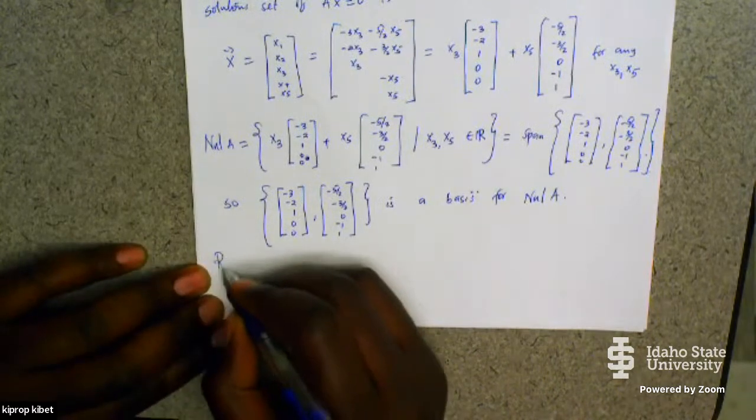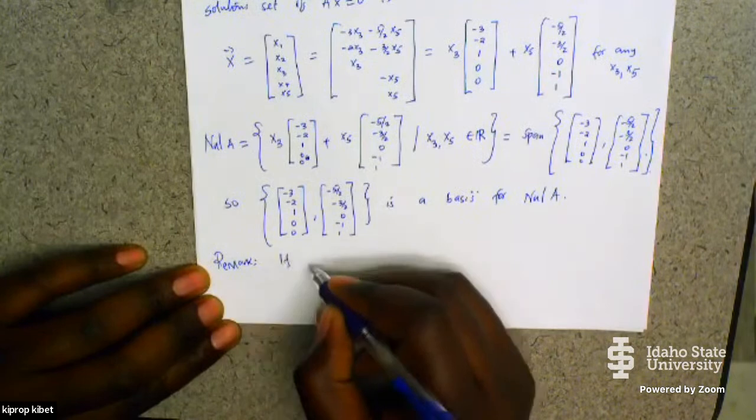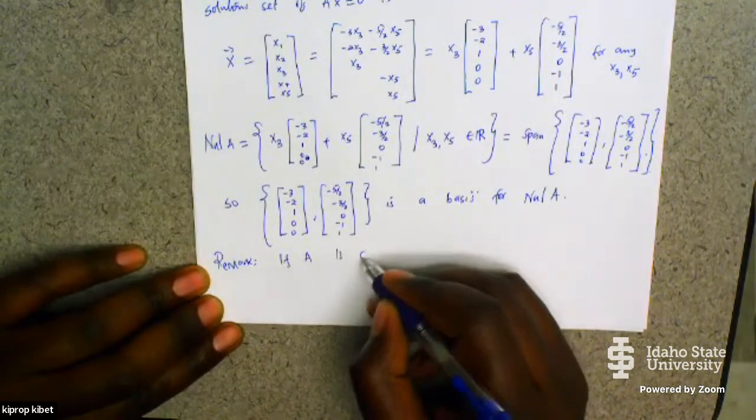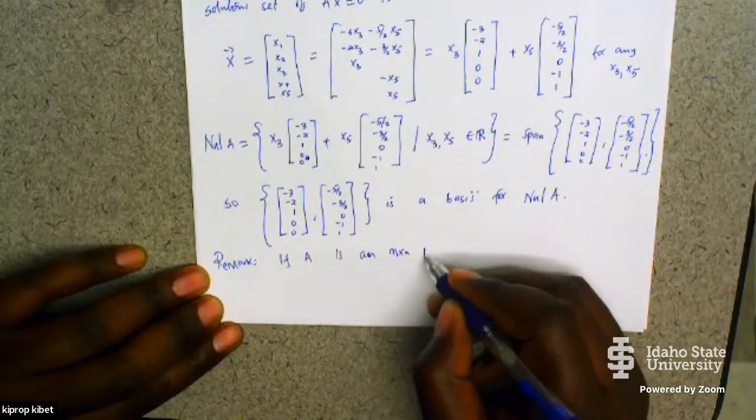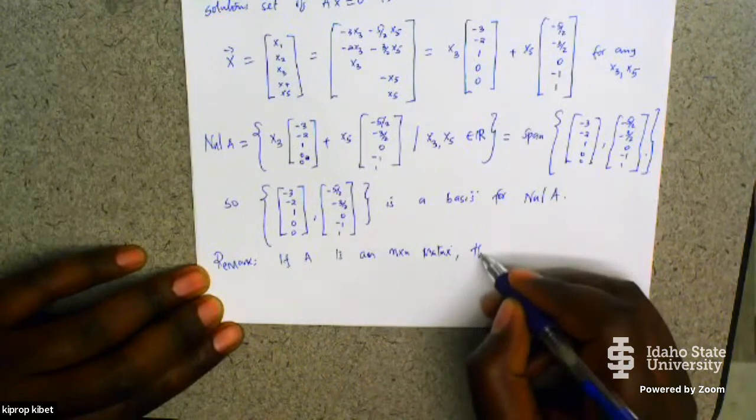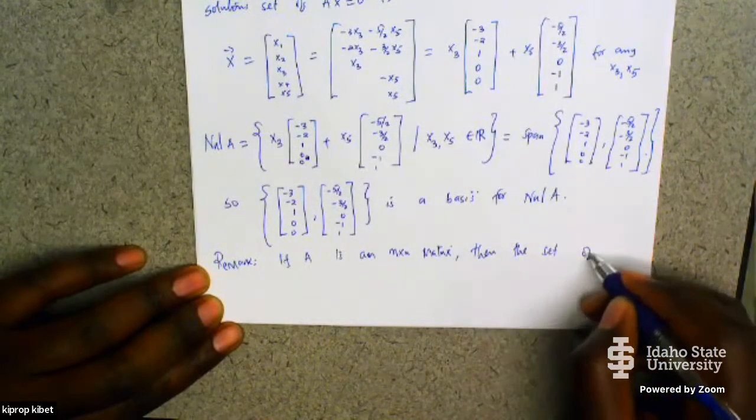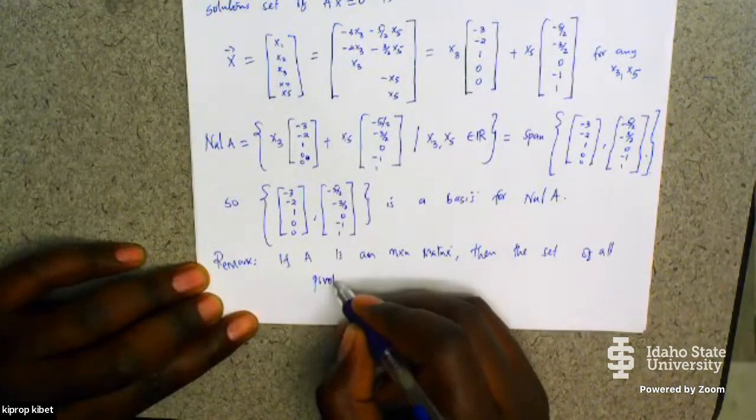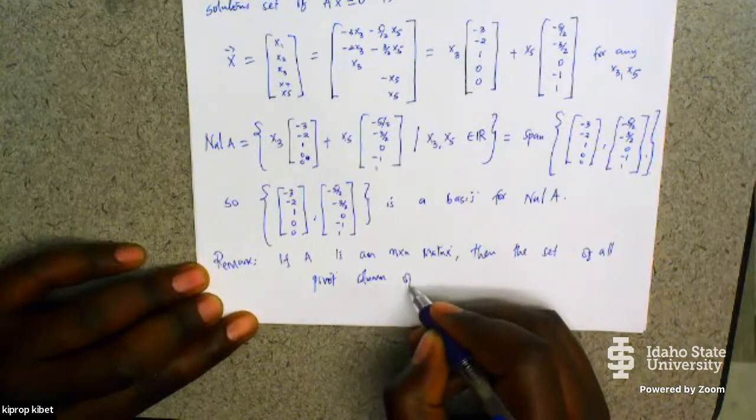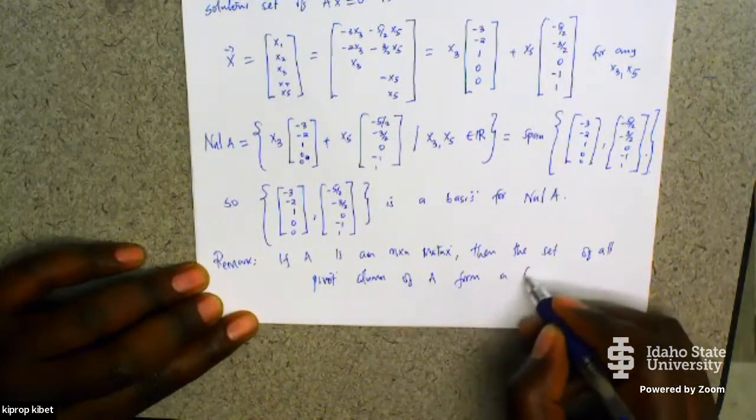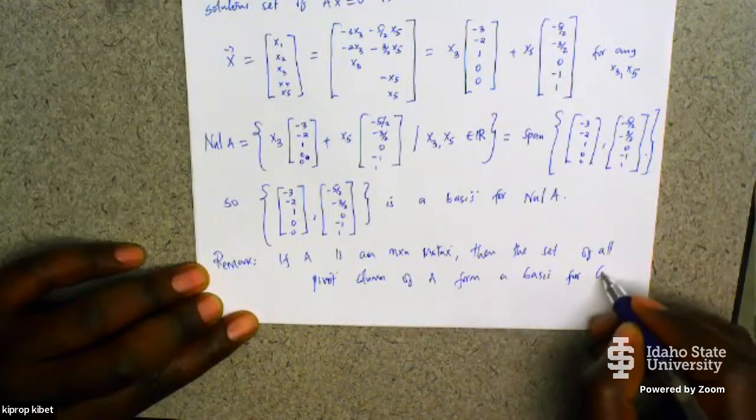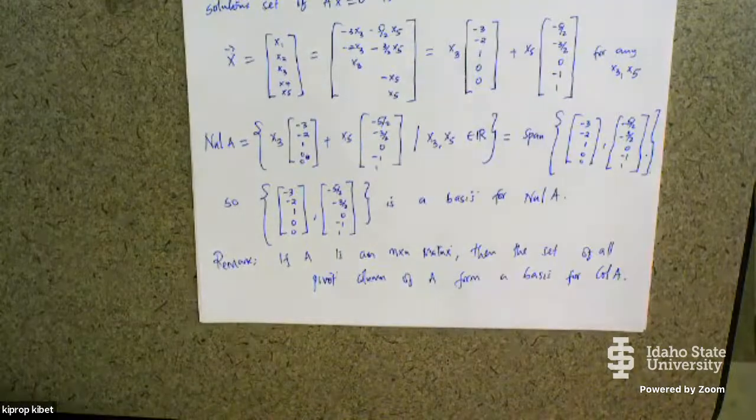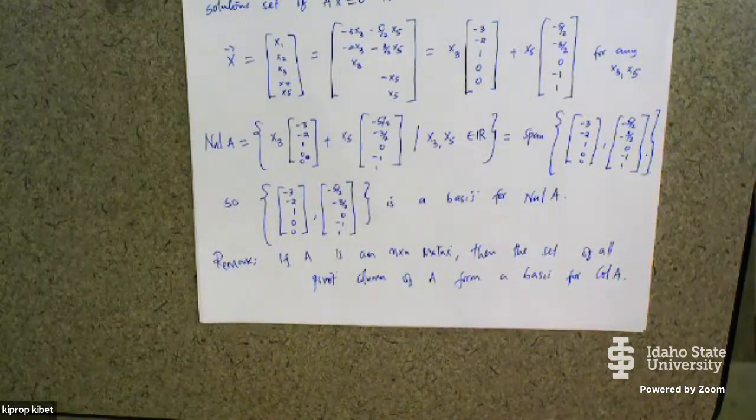Remark. If A is an m by n matrix, then the set of all pivot columns of A forms a basis for the column space. So this is what I just said: A is an m by n matrix, and all pivot columns of A form a basis for the column space of A.